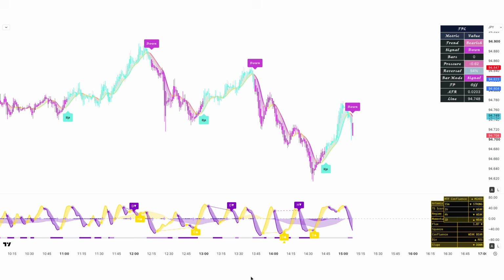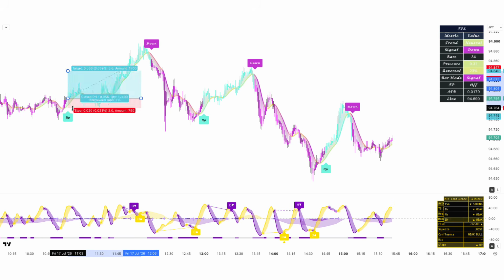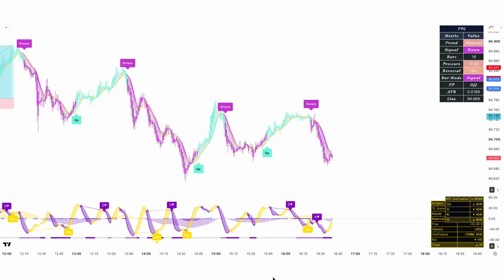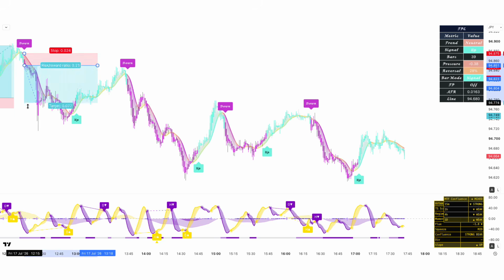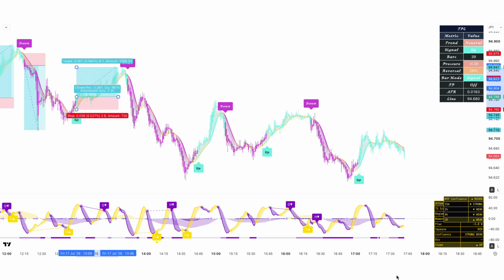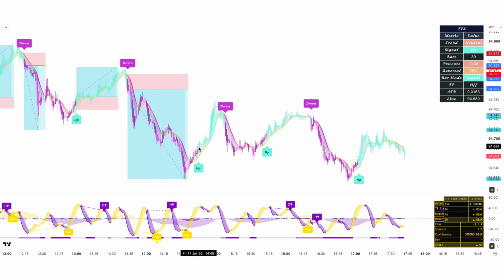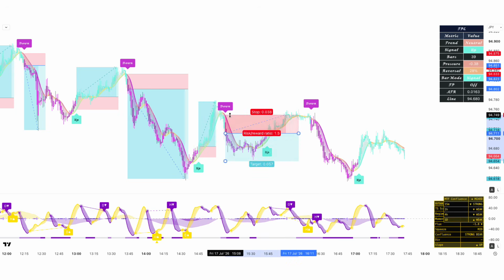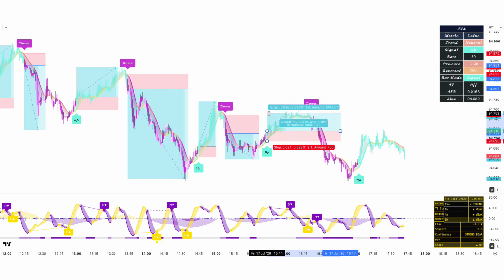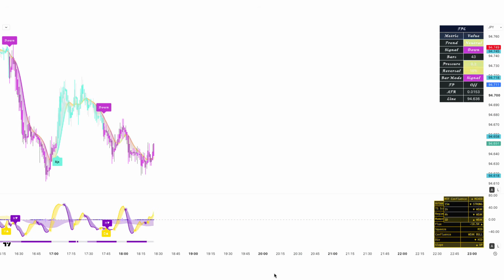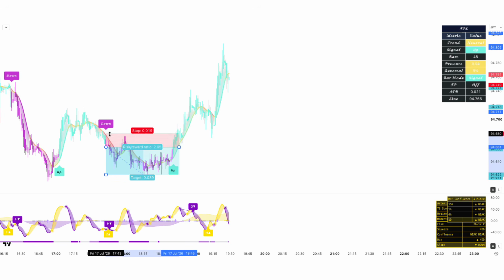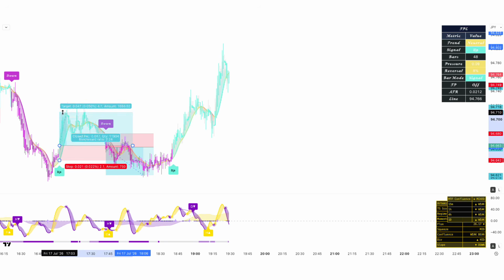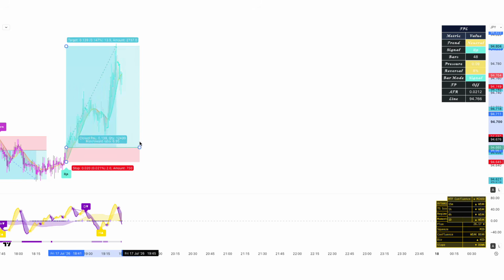But here's the important part. We're not assuming it works just because it looks impressive. We'll see how it behaves in live chart examples, where it performs well, where it can produce false signals, and how to combine it with simple price action for better decision-making. No unrealistic promises, no complicated settings, just a clear breakdown that you can follow step by step.